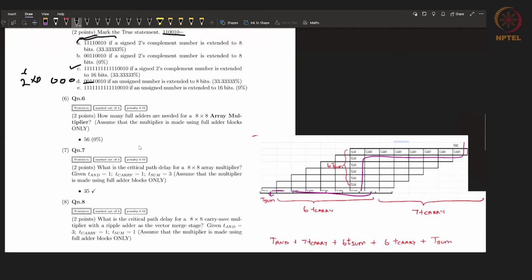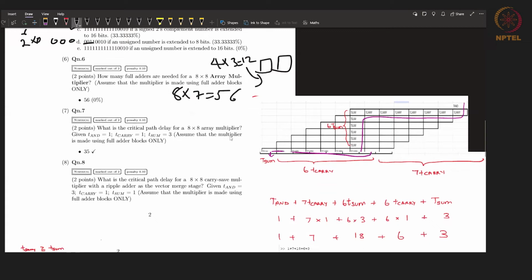Question number 6. How many full adders are required in an 8 cross 8 multiplier? So here, you know that this is an 8 cross 8 multiplier, 8 into 7. So it's 56. So many full adders are required. Basically, you just need to look at how many full adder tiles are required. Just go back to the example that was given in class for a 4 cross 4. You would find that 4 into 3 would be the answer, 12 full adders. You can extrapolate and obtain it for the 8 cross 8 as well.